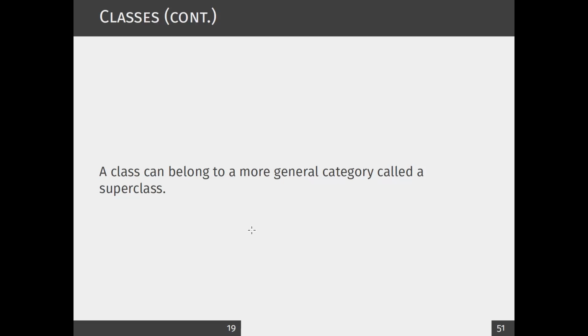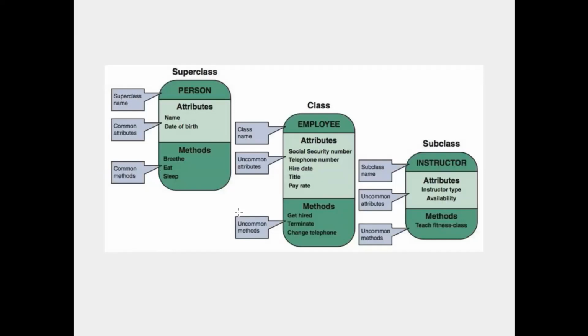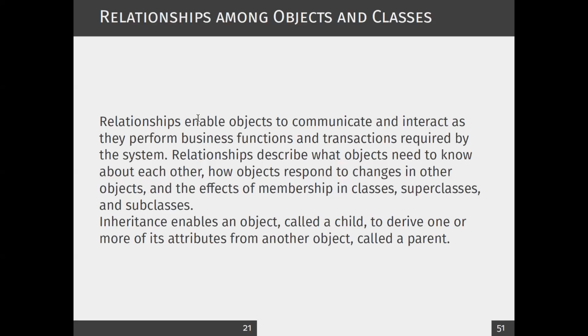Right. Now, when it comes to classes, one thing you need to remember is that a class can belong to more than one category. This is called a superclass. So for example, here, we know the instructor is an employee, and also a person. So the class is in the middle, the subclass is to the right, and to the left is the superclass.